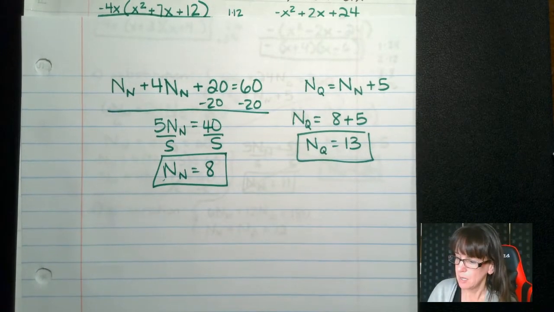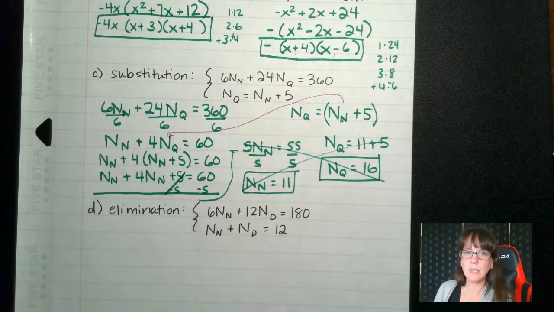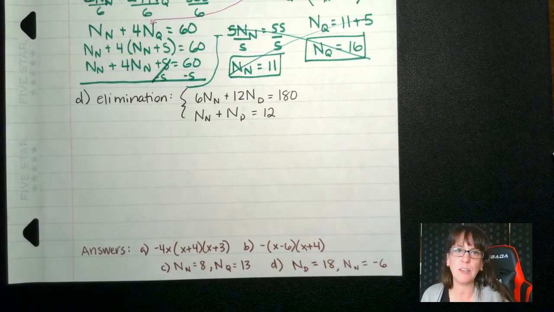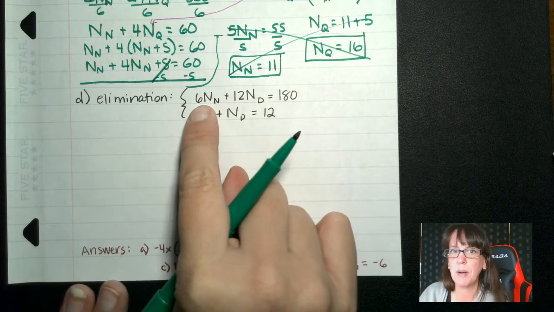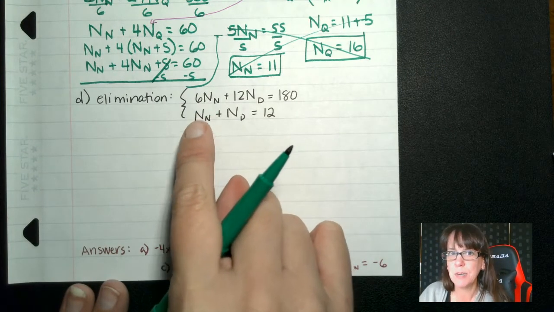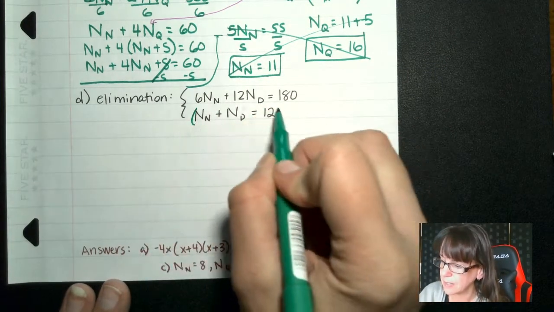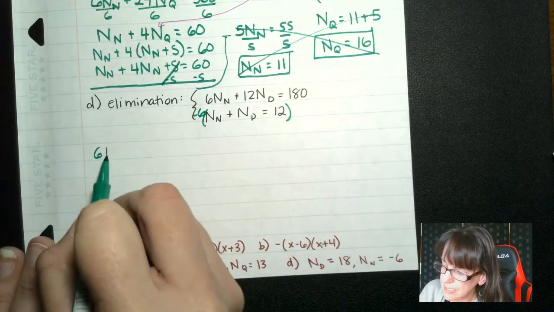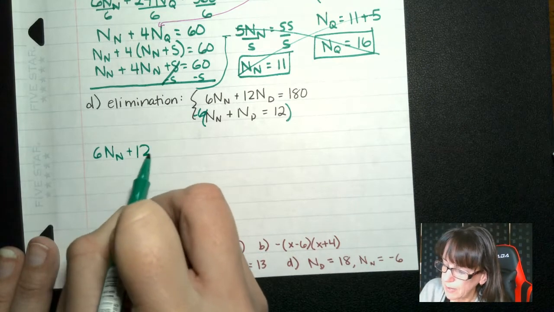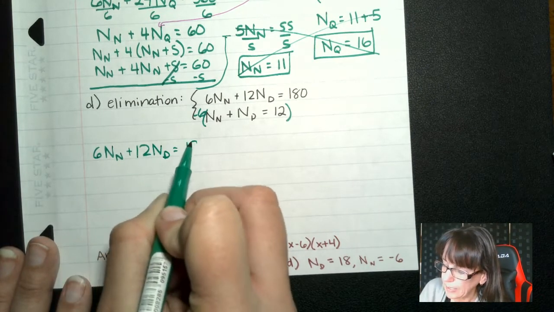Okay, so the next one is elimination. So we can eliminate either the nn or the nd. I think nn is gonna be the easiest. Opposite of +6 is -6. So I'm gonna need to multiply this by -6 to get a -6 there. So when I do that, I'm gonna rewrite everything over here. 6nn plus 12nd equals 180.